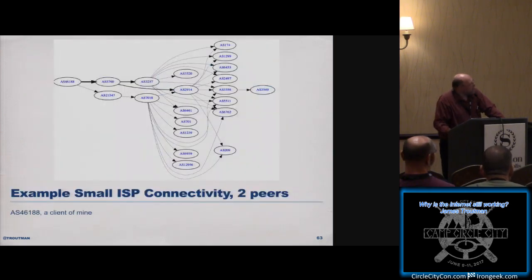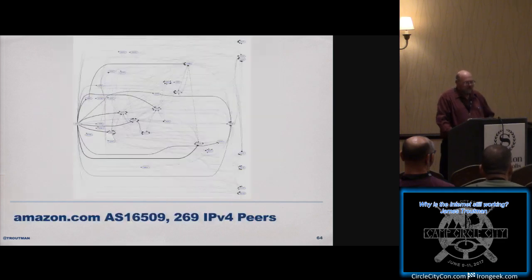Here's an example of what a small ISP connectivity graph looks like. All those little circles there are AS numbers. This happens to be one of my clients. They just have 2 upstreams. Yeah, pretty simple. If you could read it, you could understand it better. That's Amazon. 269 peers. You really can't figure that out.